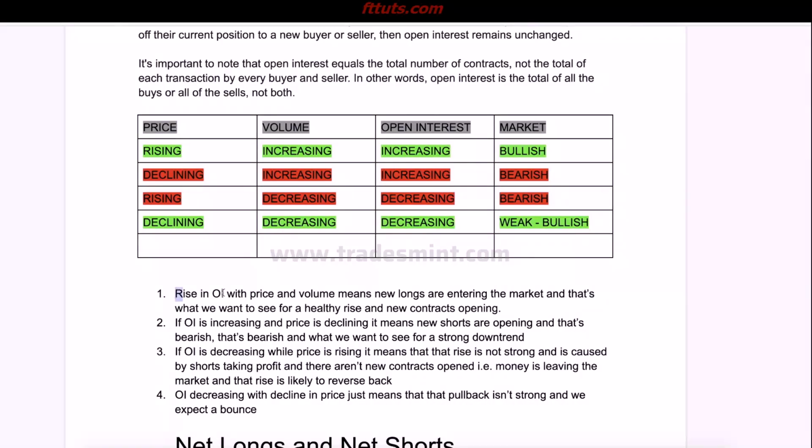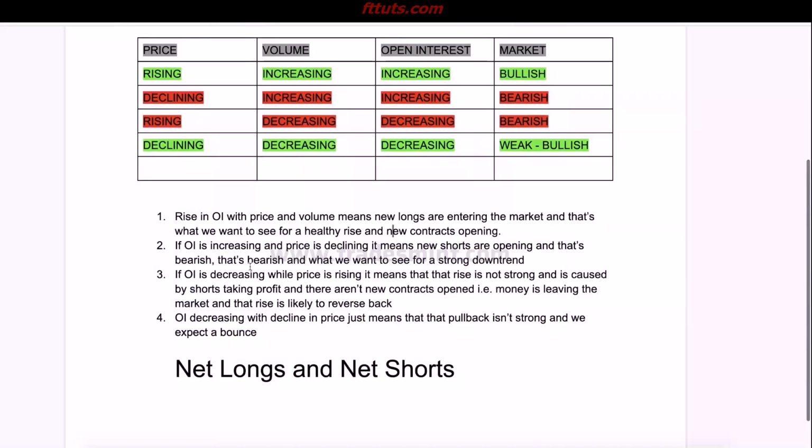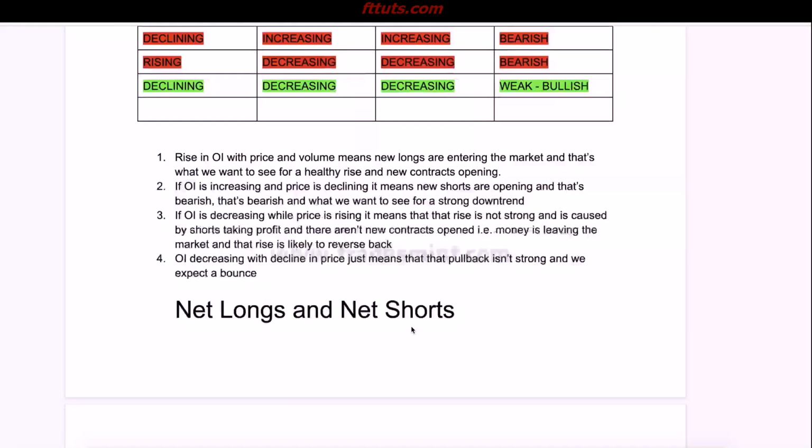Just to summarize, a rise in open interest with price and volume means new longs are entering the market. This is a healthy uptrend. Yeah, we just went over this. If open interest is increasing and price is declining, it means new shorts are opening, and that's a strong bearish downtrend. If open interest is decreasing while price is rising, that means it's a weak uptrend. And if open interest is decreasing while price is falling, that means it's a weak downtrend.